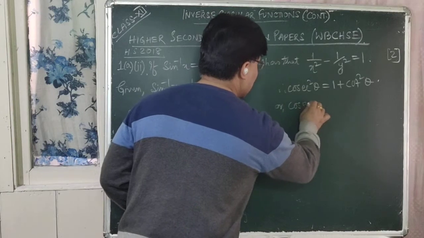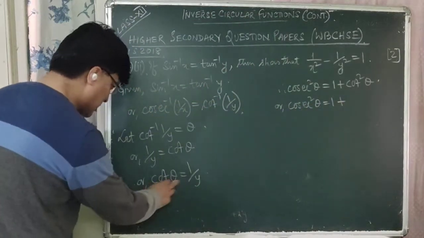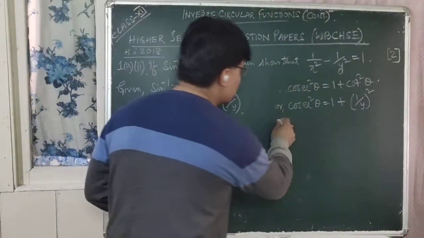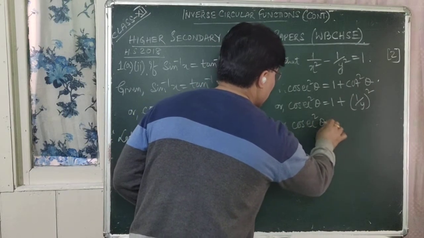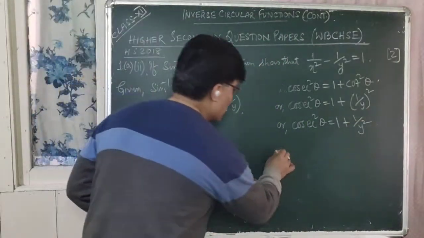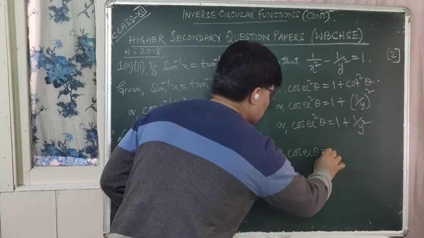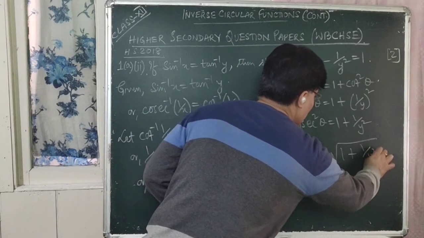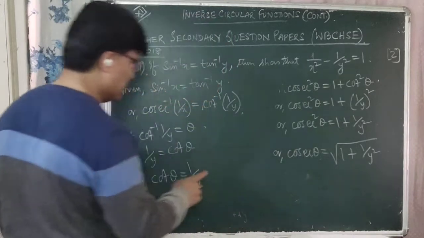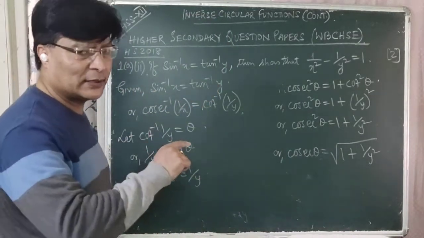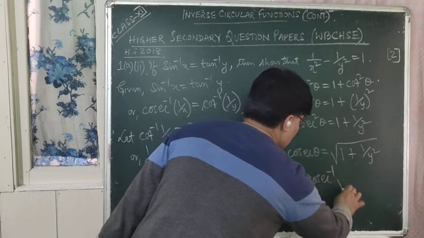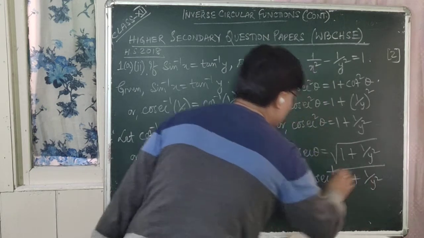So you can use the value for cot theta here, right? Cosec square theta is equal to 1 plus, what is cot theta here? 1 by y. So it is 1 by y whole square. Or cosec square theta is equal to 1 plus 1 upon y square. Okay? So what is the value for cosec theta now? Cosec theta is equal to root over 1 plus 1 upon y square. Let us get the value for only theta. That means this cosec should be taken to the right hand side. So theta is equal to cosec inverse root over 1 plus 1 upon y square.